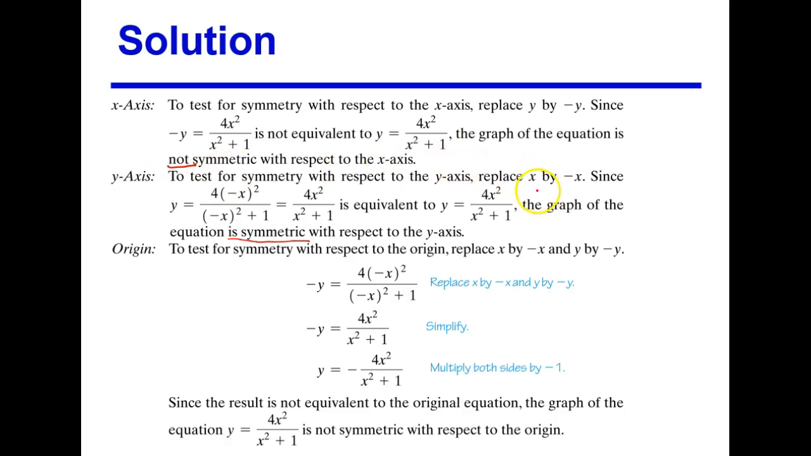To do that, I replace all of my x values with negative x, and then simplify. Here I've replaced, and I know that when I square a negative, it becomes positive, so I see that my equations are exactly the same. So it is symmetric with respect to the y-axis.